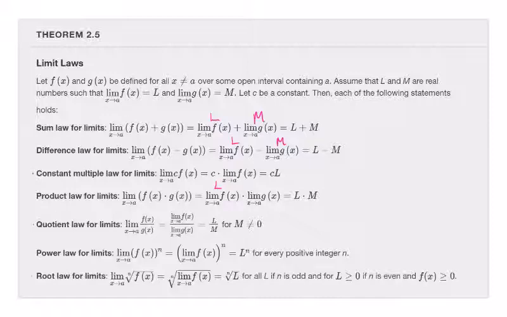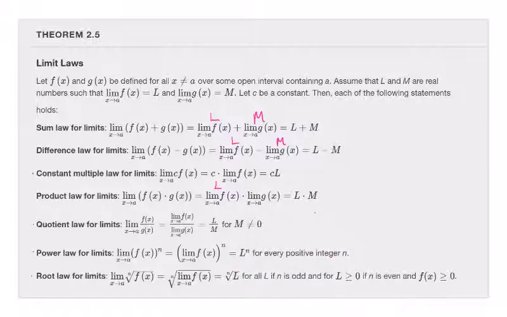All right, and then the power and the root law. Remember that a root is a type of power. We know that an nth root is the same as raising something to the 1 over n power. It's a rational exponent. So anyway, the power law says if I take the limit of a function to some power n, then that's equal to the limit of that function to the power of n. So I can take the limit first and then raise that limit to that power. So it can be L to the nth power, as long as we have positive integers there.